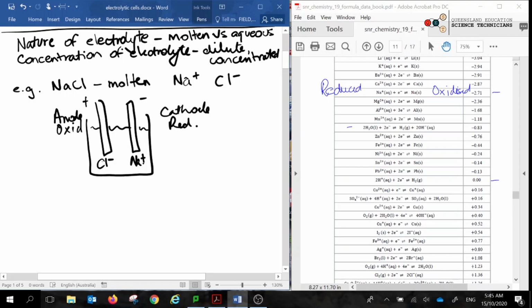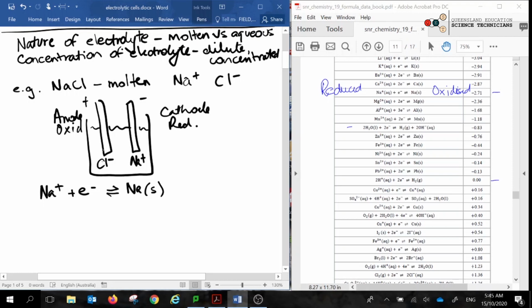Then I'm looking at what happens with reduction of sodium. Remember, reduction is gain of electrons, so we're going to give it an electron and it's going to make the sodium metal. Notice here I'm not using the aqueous symbol. This is because it isn't aqueous. It's in a molten mixture, so we haven't mixed it with water.